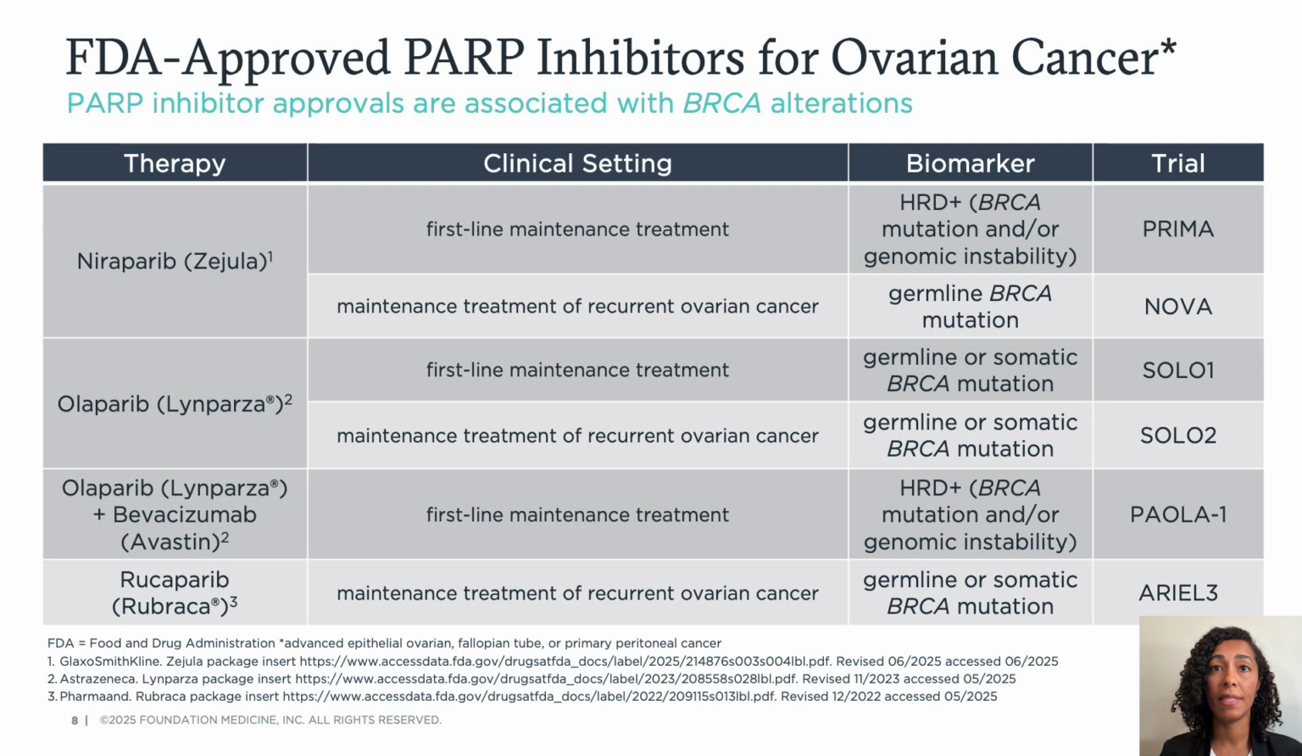This table summarizes FDA approved PARP inhibitors for ovarian cancer. Therapies include niraparib, olaparib combined with bevacizumab, and rucaparib. These therapies are used in first line or recurrent maintenance settings, with efficacy linked to biomarkers like BRCA mutations, which can be germline or somatic, as well as genomic instability as measured by different assays. Key supporting trials are listed on the right-hand side.